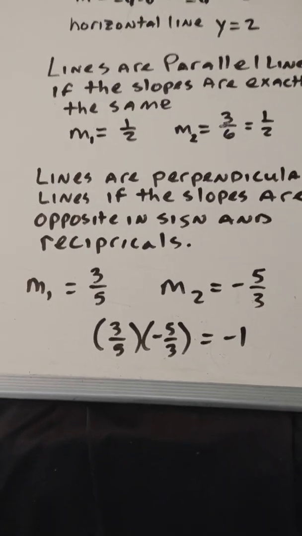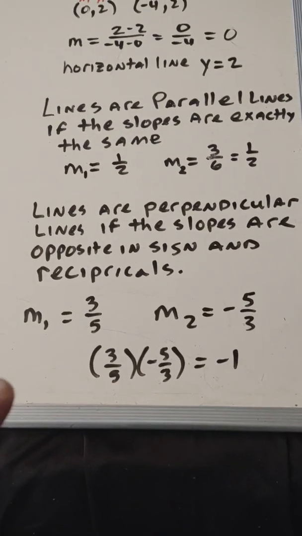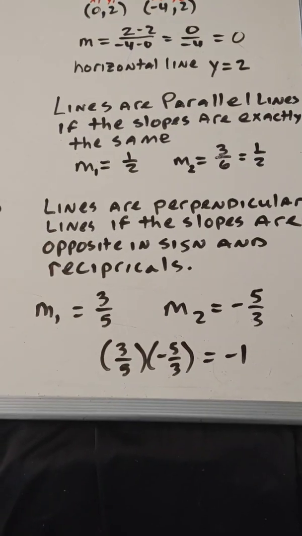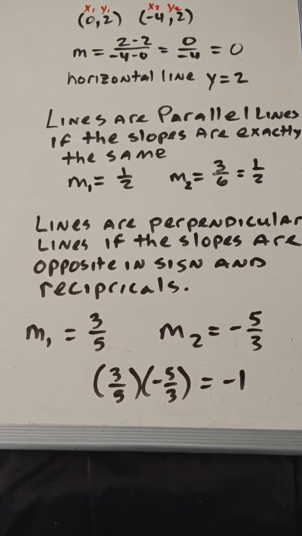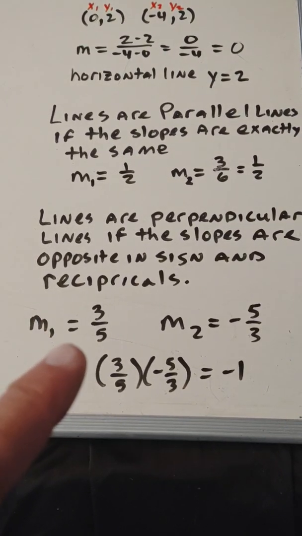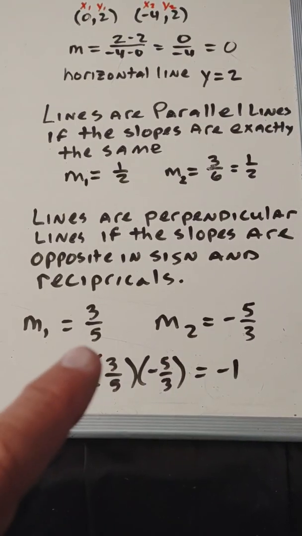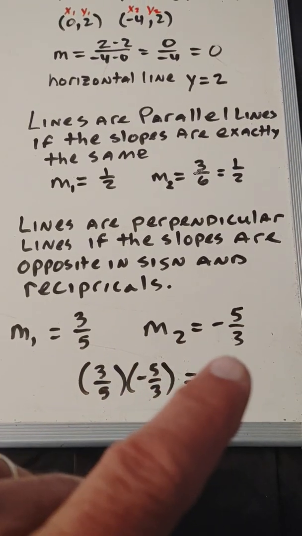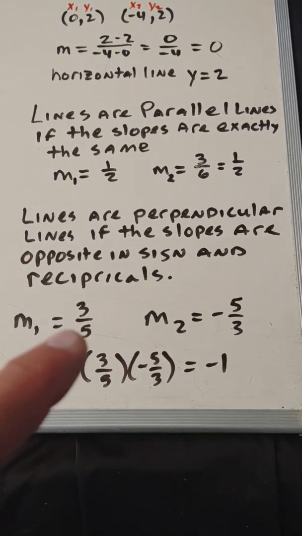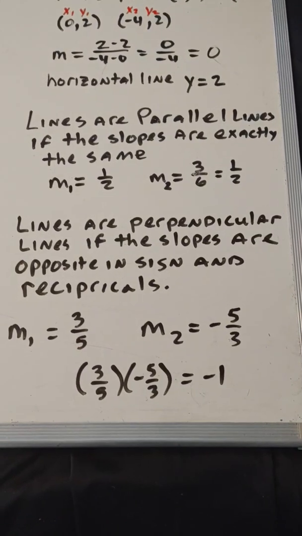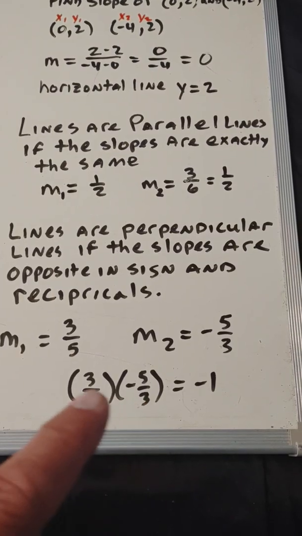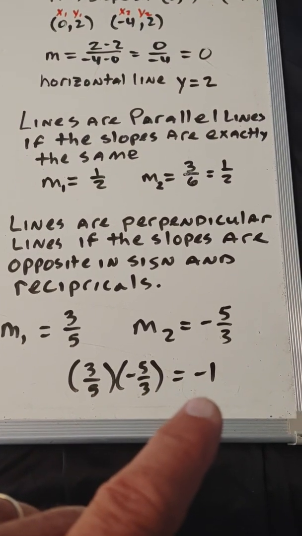When we talk about perpendicular lines, lines are perpendicular lines if the slopes are opposite in sign, meaning positive and negative, and reciprocals of each other. Example of this, if line 1 is 3/5, the perpendicular line would have to be negative because this is positive, 5/3 instead of 3/5. So opposite in sign, reciprocals. Also, another way to check to see if two lines are perpendicular is if you multiply the two slopes, you should always get -1.